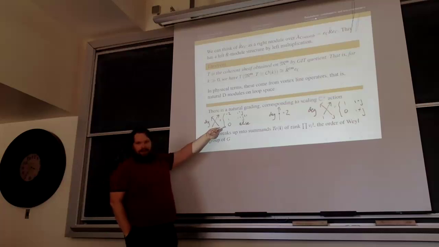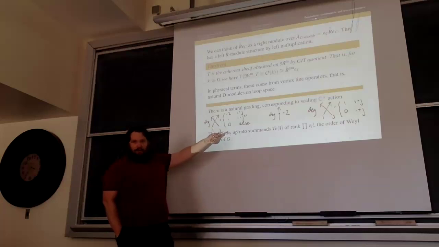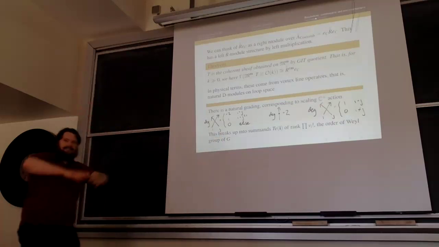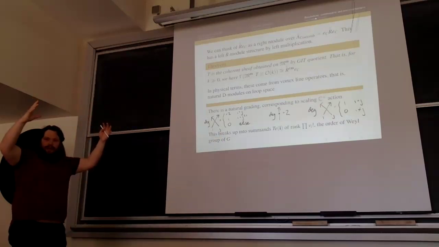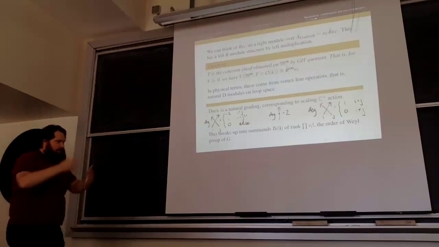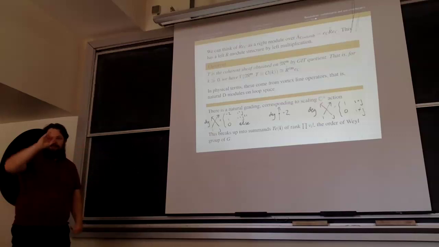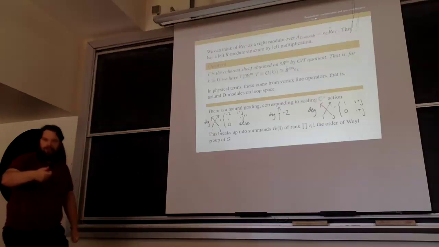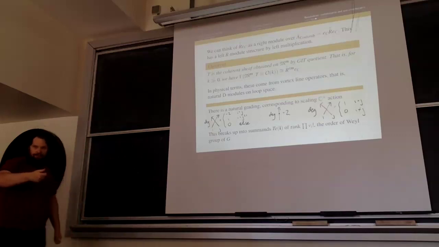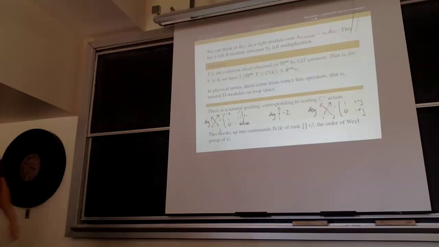So this grading corresponds to the homological grading in BFN. It corresponds to the scaling C-star action on nilpotent orbits, but doubled because you want degree 2 on the symplectic form. And so linear functions on matrices will correspond to degree 2 elements.